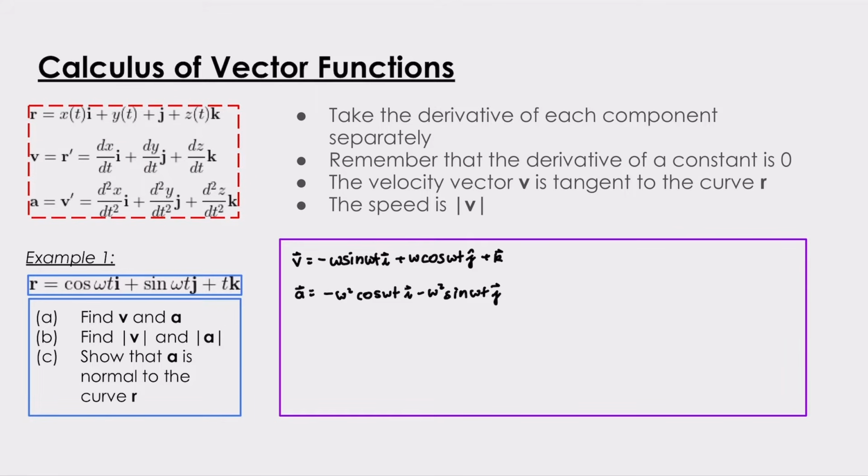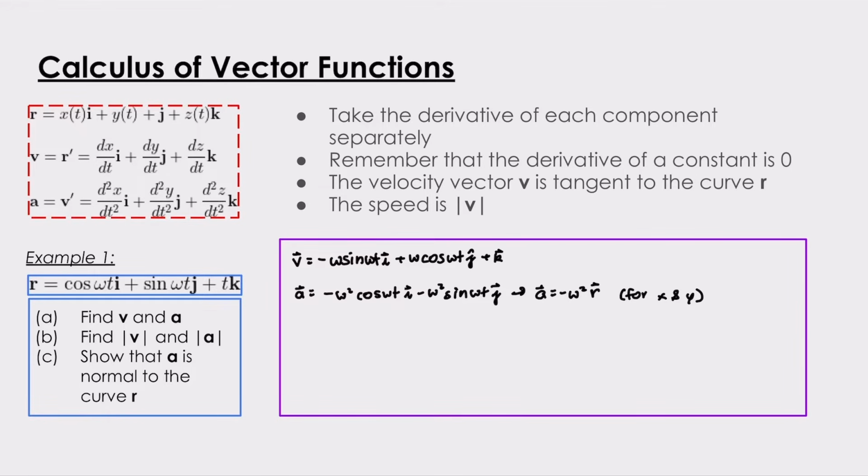So one thing to note here is at least in the x and y directions, we can see that a is equal to negative omega squared r. And that's a result that we're going to become more familiar with as we look at uniform circular motion, and especially during the unit of simple harmonic motion. So that's something that is a bit of a preview for the future.